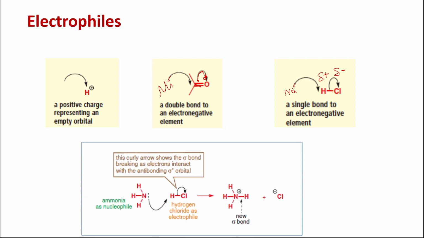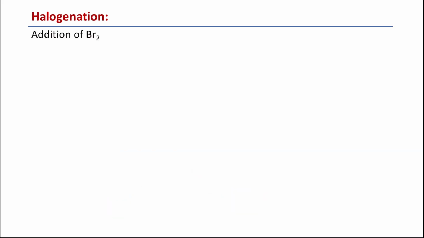In a reaction, when we have a nucleophile and an electrophile, you're going to find curly arrows, which indicate the movement of the electrons from the nucleophile towards the electrophile where a new bond is formed. When a new bond is formed, normally another bond is broken, like here in the reaction between ammonia and hydrogen chloride to form ammonium. The new bond between the nitrogen and hydrogen is formed, while the chloride has left with a negative charge. The reactions of alkenes, the first reaction is the halogenation, which is addition of bromine.